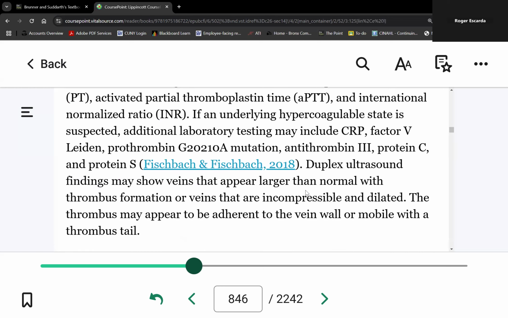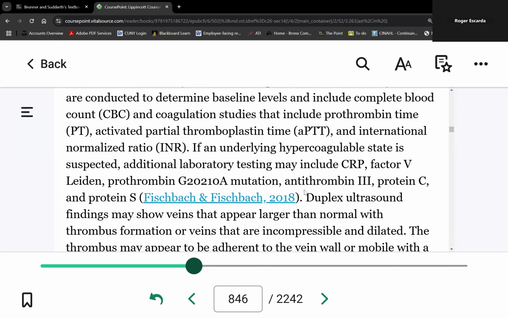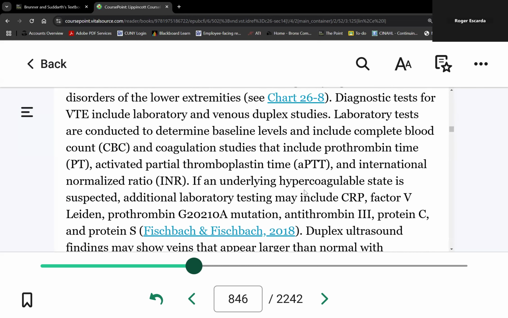D-dimer is a fibrin degradation product, meaning after the body dissolves a fibrin clot, what's left behind is D-dimer. We discussed this in 241 when you were discussing DIC, right? Okay, so that's D-dimer.